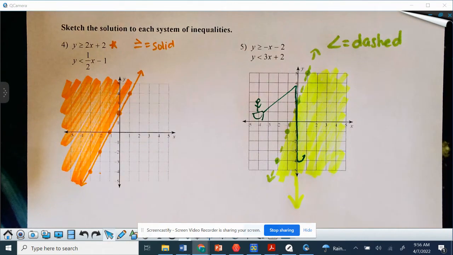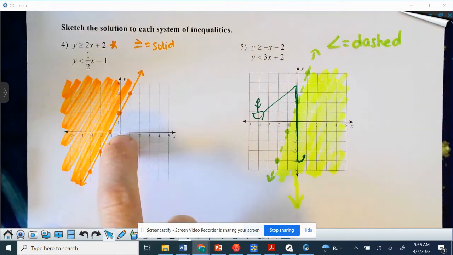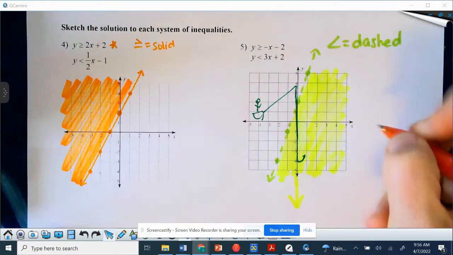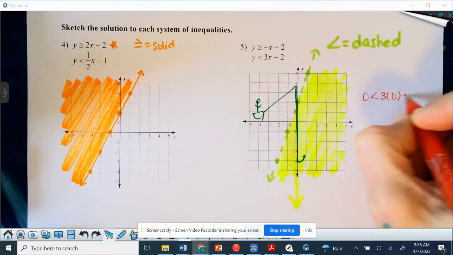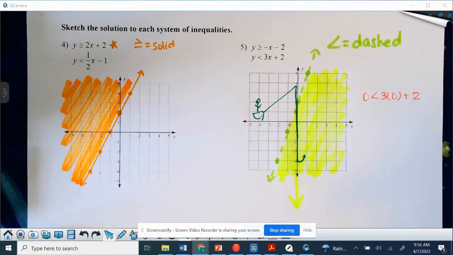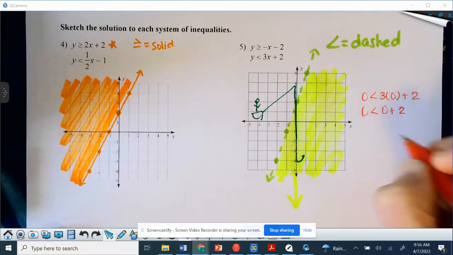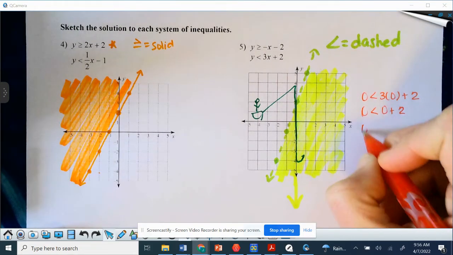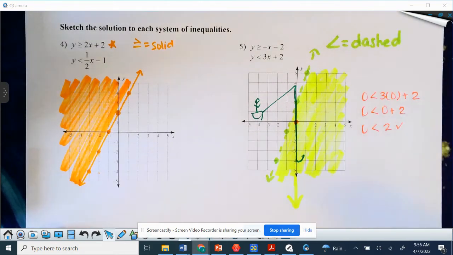The other way you can also always try to decide where to check is I would use especially the origin, because 0, 0 is pretty nice, and plug it in. So 0 is less than 3 times 0. So try test points, just like we did on the single number line before. So is 0 less than 2? That is a fact, so that means 0, 0 is a solution to that one inequality.